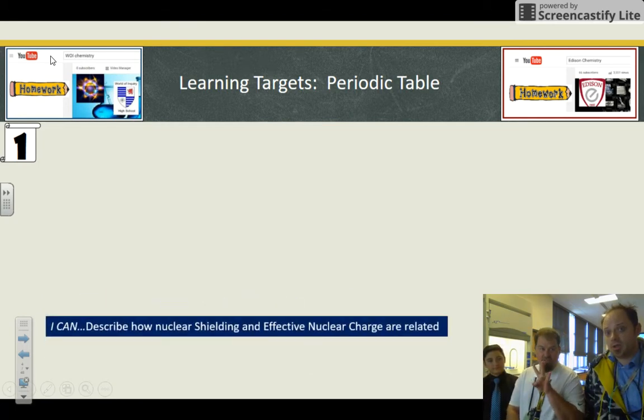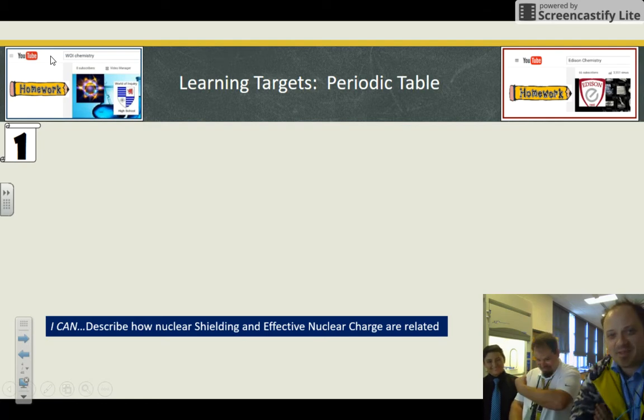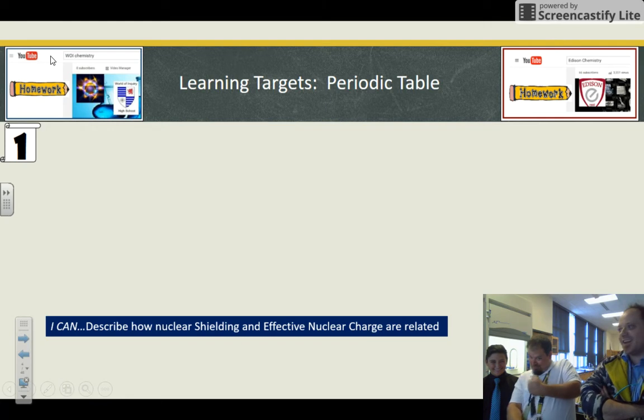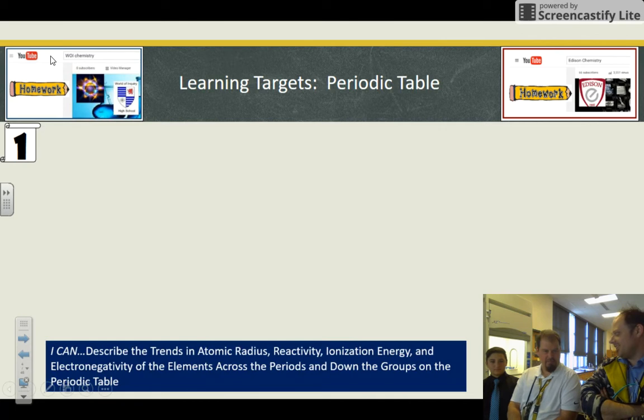You'll be describing nuclear shielding. I'm so glad that I get to take this learning target because this is my favorite. Nuclear shielding is the reason why so many things happen the way they do with our elements, and we're going to show you how to calculate it and how nuclear charge is related to it. Important stuff that I love, theory-wise. And then we're going to take that theory and expand it onto these trends. This is the meat and potatoes of the whole unit.